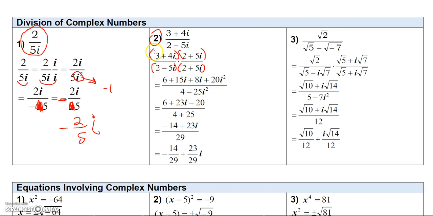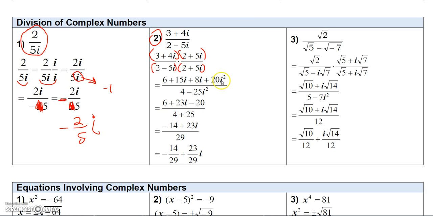Alright, now in the numerator I have to FOIL. So I would do 3 times 2 and get 6. Then I'd do 3 times 5i and get 15i. Then I'd get 4i times 2, which is 8i. And then I get 4i times 5i, which is 20i squared.